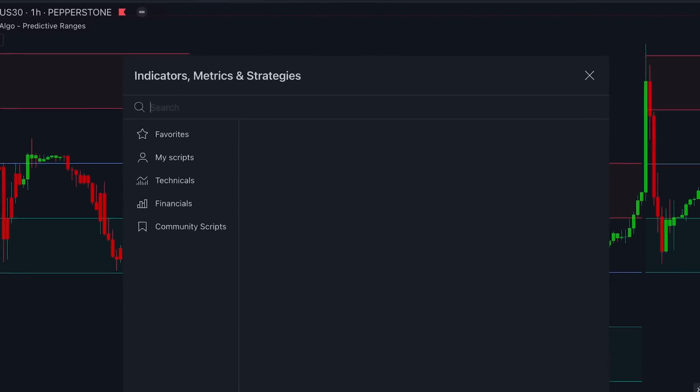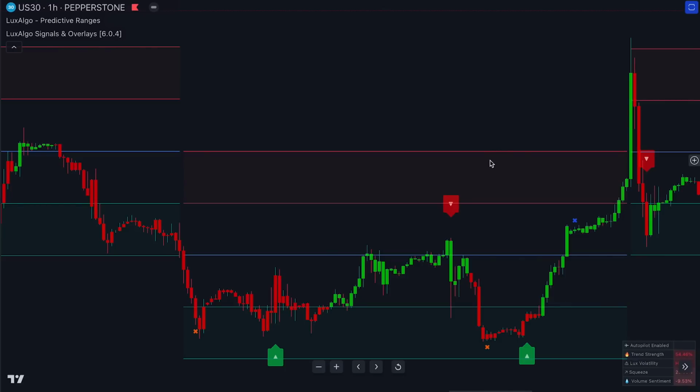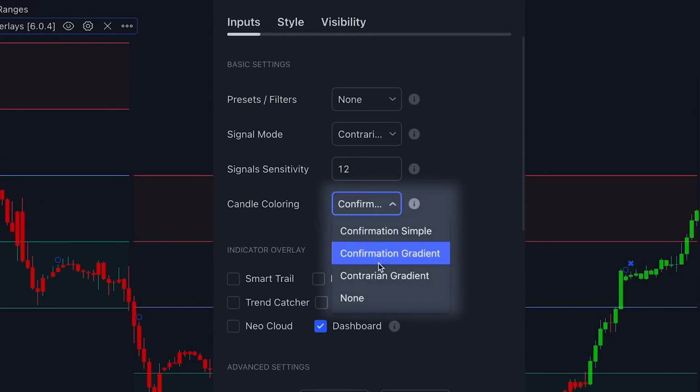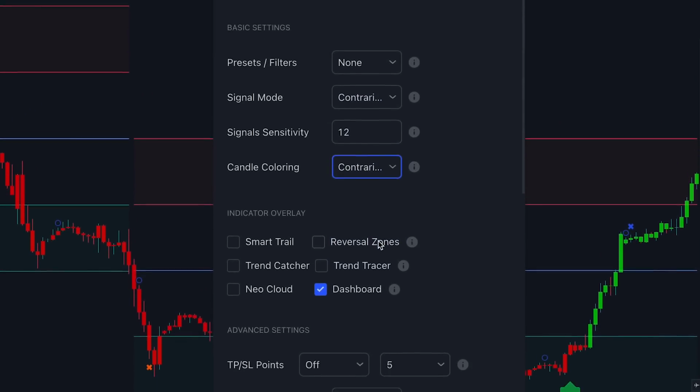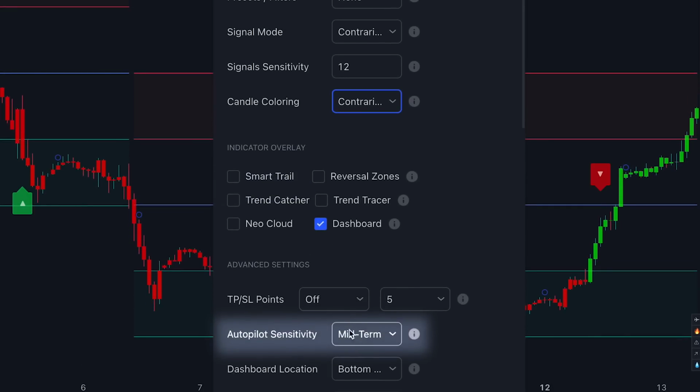For this strategy, we are going to reset the predictive ranges to its default settings. We will go ahead and add the signals and overlays indicator to the chart and adjust the settings. We want to change the signals mode to contrarian plus exits and change the candle coloring to contrarian gradient. Also disable smart trail and enable midterm autopilot.